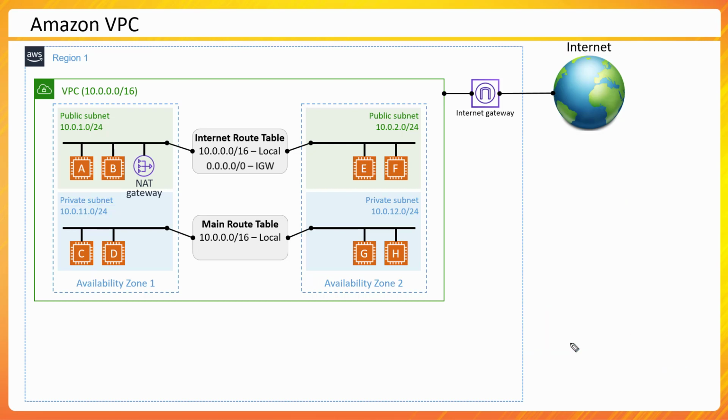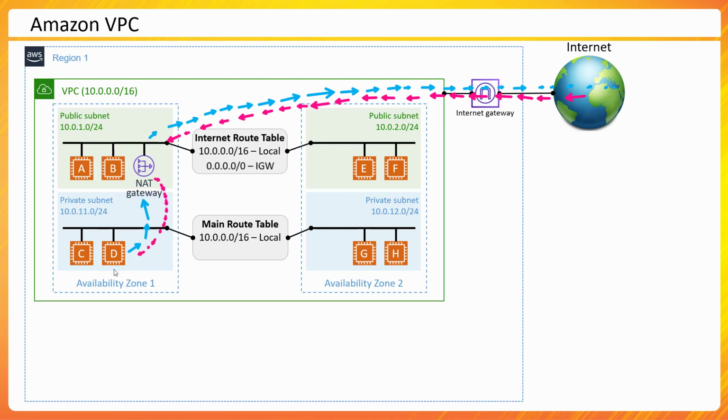Similarly, what is going to happen here is that these machines can be configured to send their requests to NAT. NAT would then forward it to the internet gateway and get communication done. And when the response comes back, that response will follow the same path and then NAT will transfer that response back to machine D here. So that is what a NAT gateway is, which is a network translation.